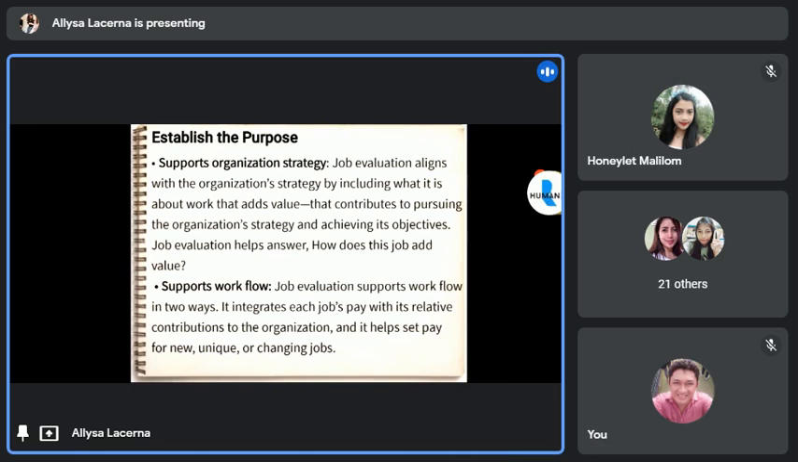Dito naman, ang job evaluation ay parte ng proseso on establishing an internal aligned pay structure which supports the organization strategy, fits the workflow, is fair when it comes to the employees, and motivates the behavior toward organization objectives.